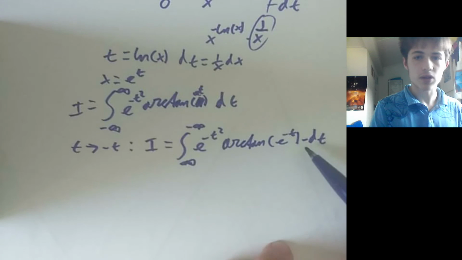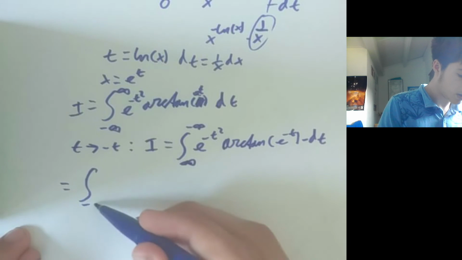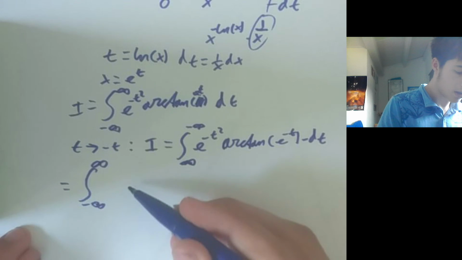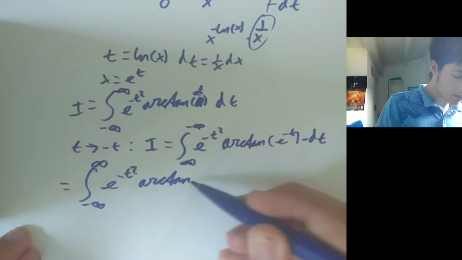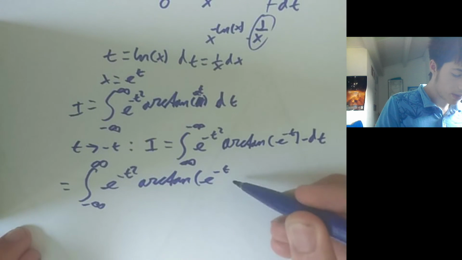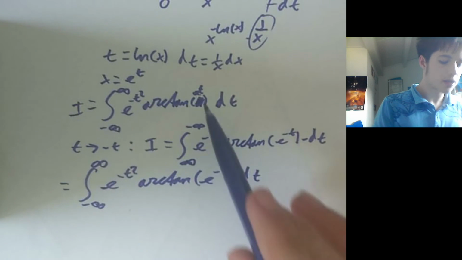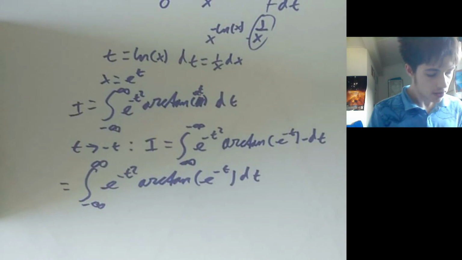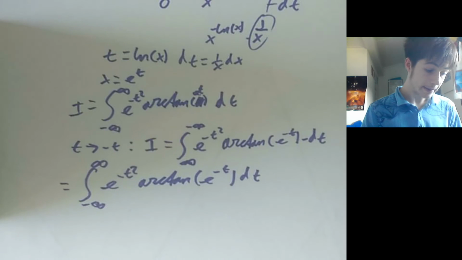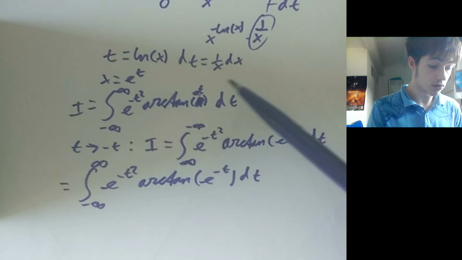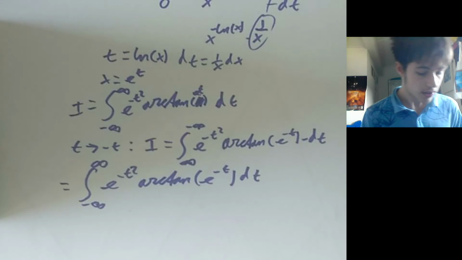Well, and this negative sign we can use to swap the bounds, so we get the integral from negative infinity to infinity of e to the negative t squared, arctangent of e to the negative t dt. So actually not much has changed. Here we see the bounds are the same. We get this factor of e to the negative t squared, and this inverse tangent of e to the t versus e to the negative t, that's the only difference. So that's actually quite interesting.